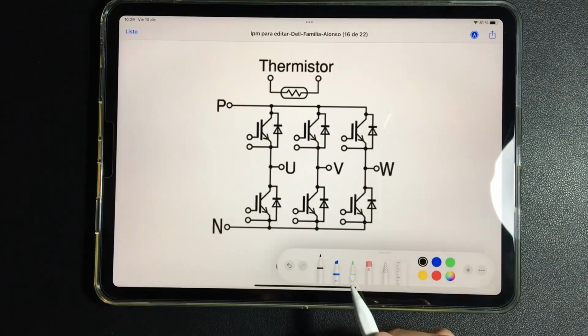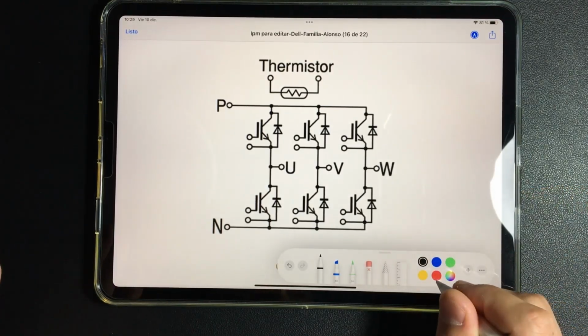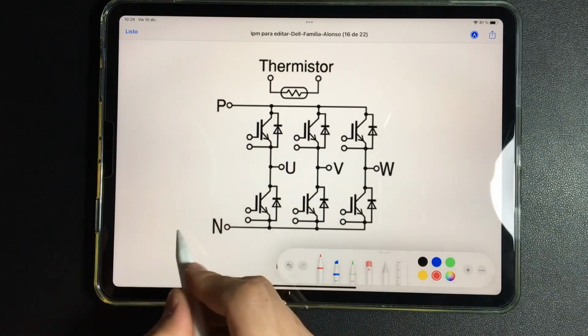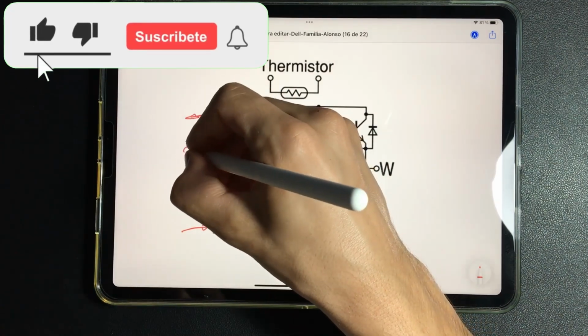Using this diagram, we will understand how an IPM works. The first thing we need to do is to identify the inputs and outputs. We are always talking about electrons. Remember that electrons enter through the negative terminal and exit through the positive terminal.